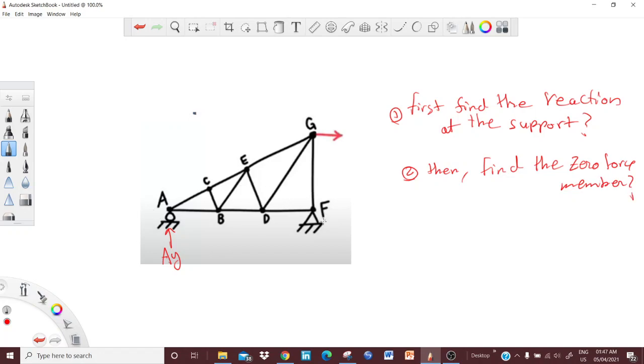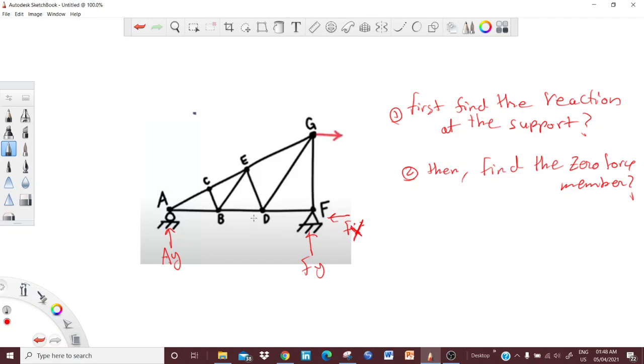At F we also have Fy and Fx. You know why I'm telling you to find the reactions at the supports first? Because by using summation of moments, summation of Fy and summation of Fx, you can find that Fx is equal to 0. So there's no need to put the force Fx there. Remove it, so it has only one.